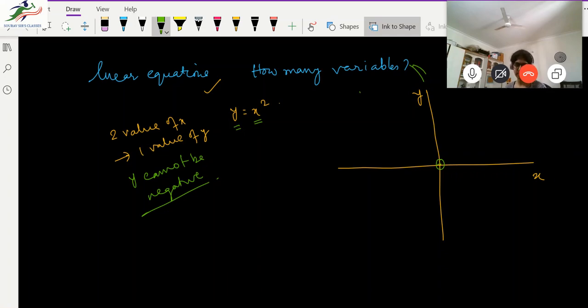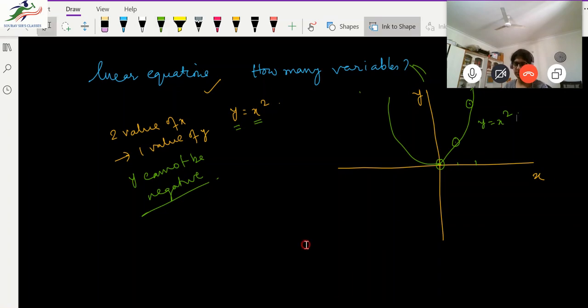Now we can take any other point. So x equal to 1, y is equal to 1. So 1, 1. X equal to 2, y equal to 4. So it goes exponentially. So the curve will be like this on this side and like this on this side. Exactly similar, right? So this is y equal to x square.